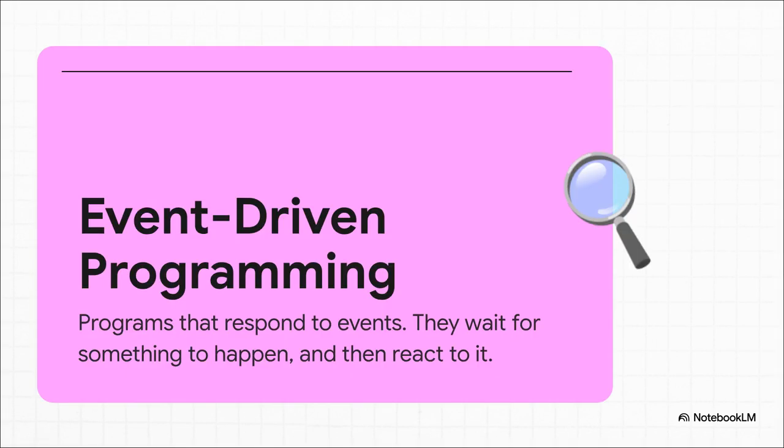Now, this is a huge shift in thinking, right? You might imagine code as just a list of instructions that runs from top to bottom, one after the other. But an event-driven program is totally different. It's designed to just sit there and wait. It waits for something to happen, an event. And that event is what tells the program what to do next.